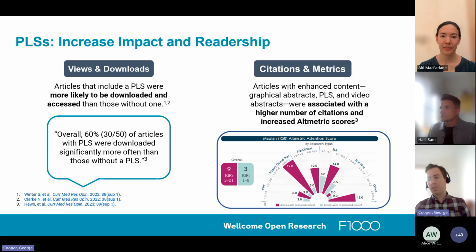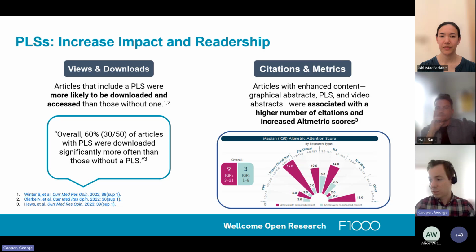So these are studies that compared views, downloads and citations for articles that included a plain language summary versus those that didn't. The authors found that, in summary, articles that include a plain language summary were more likely to be downloaded and accessed than those without one. Roughly 60% of articles with a plain language summary were downloaded significantly more often than those without. Articles with enhanced content generally, so graphical abstracts, video abstracts and plain language summaries, and we can come back to distinctions later if you like.